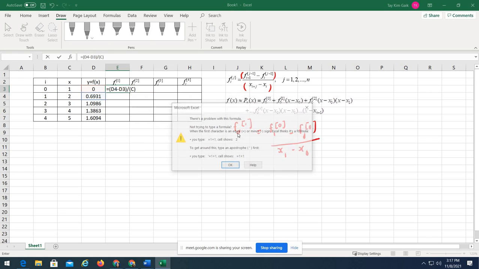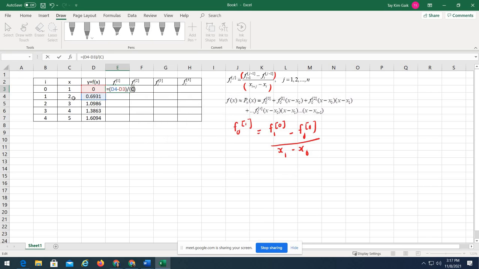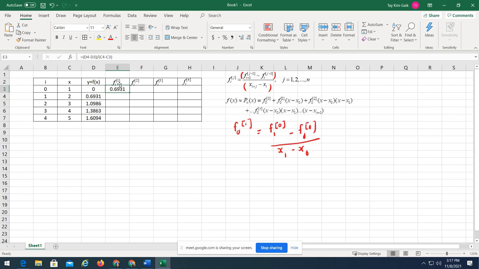x1 is here, C4 minus C3. So you notice each cell in Excel is labeled by column followed by row. If you use the spreadsheet menu in the classic calculator, the way you key in the formula follows Excel: the column label followed by the row. And then you just copy it down.